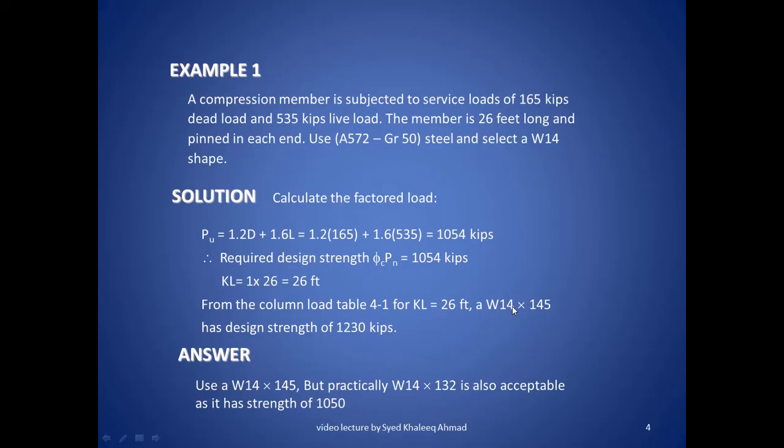Out of this we can select. So based on this calculation, you can say, okay, 1230 kips is more than 1054, so this will be the design section. But practically, because this value for W14 by 132 is very close to 1054, because we got this value as 1050, you can also recommend W14 by 132 for this shape. Otherwise both are acceptable for design.